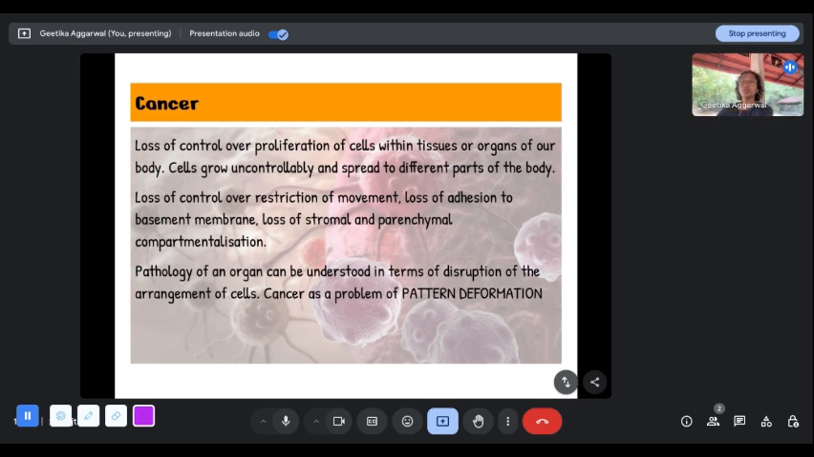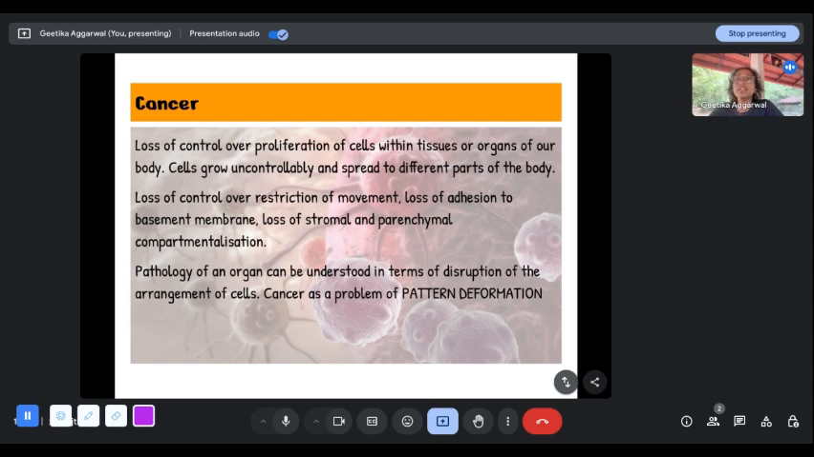There is a loss of control over how cells are dividing, over how proliferation of cells is happening in the tissues and organs of the body. So cells grow uncontrollably and they start spreading to different parts of the body. As I'm talking about them spreading to different parts of the body, it means that there is also a loss of control over the restriction of movement.